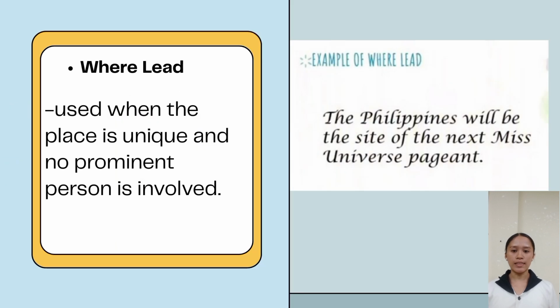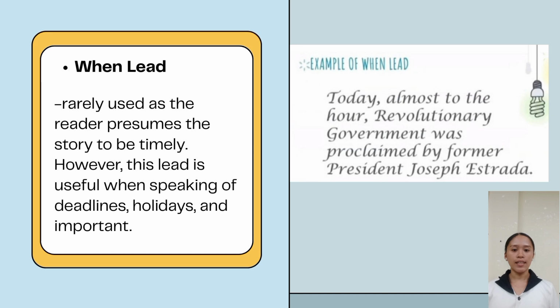Third is the where lead. This is used when the place is unique and no prominent person is involved. The location becomes the most interesting or newsworthy element. So, for instance, the Philippines will be the site of the next Miss Universe pageant. So, in this case, the location is the most important element of the news because it answers the question kung asa nahitabo.